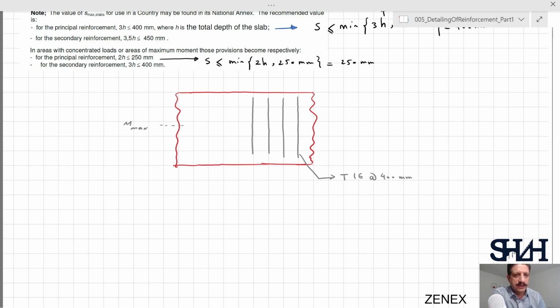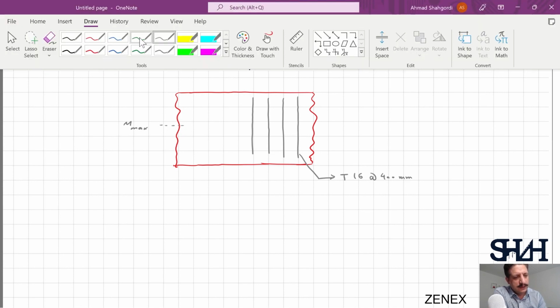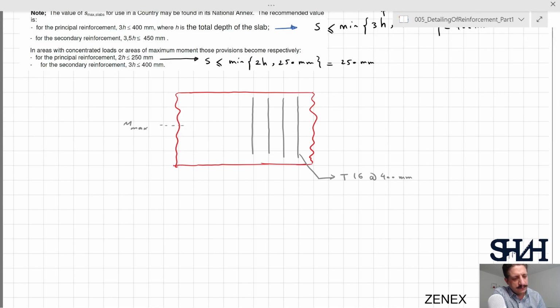In that position, we need to increase the number of reinforcement. So you can easily add 1 reinforcement between every reinforcement, and they do not need to be extended to the end. Usually you might go with the conservative values. So this is T16 every 250 millimeter. So this is for the primary reinforcement.